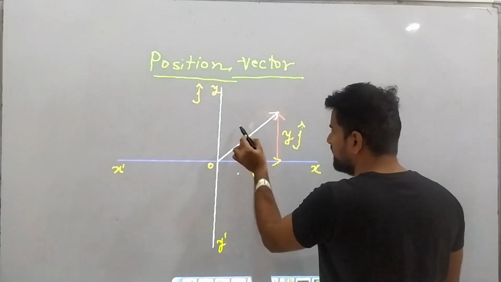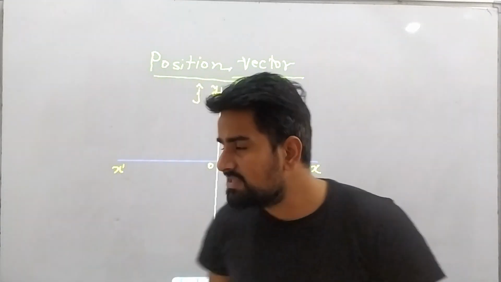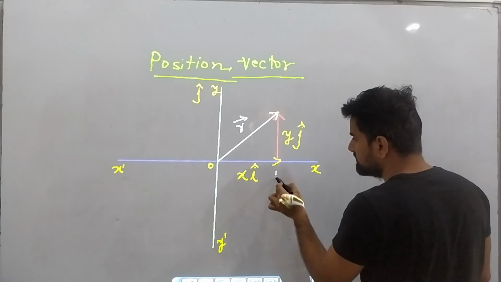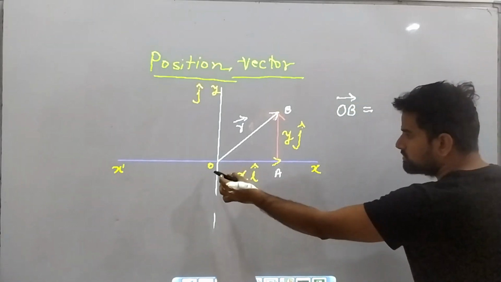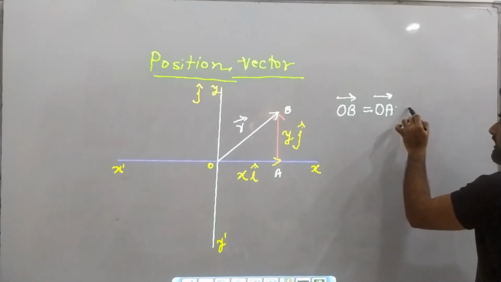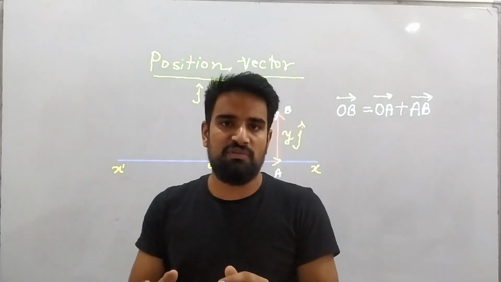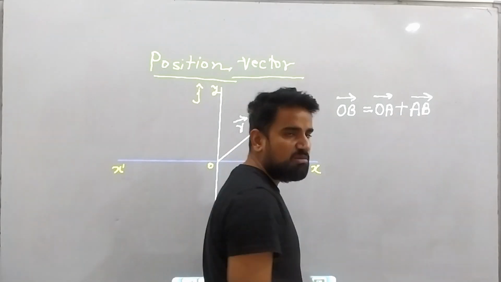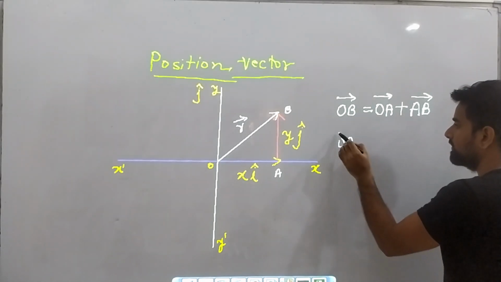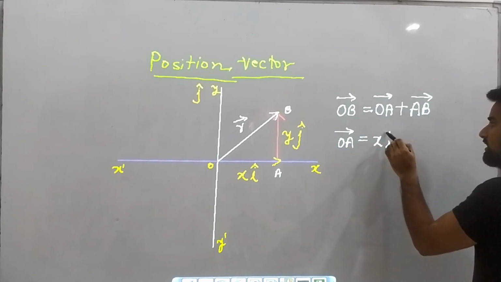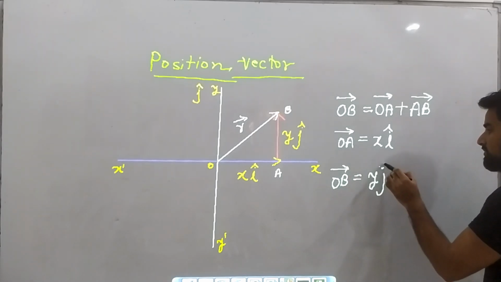If I say that this position vector is R vector, basically it is a resultant vector. It is a result of these two vectors. So if this is origin O, and this is A, and this is B, then I can say that OB vector is equal to OA vector plus AB vector. So OB vector is a result of the addition of OA vector and AB vector. Here we can clearly say that OA vector is equal to x i cap, and AB vector is equal to y j cap.